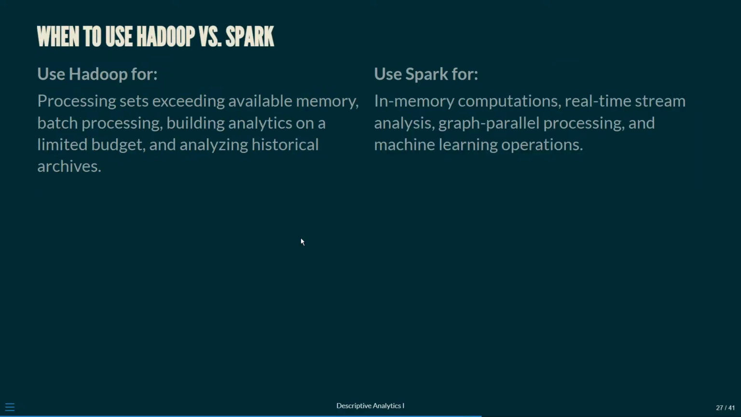So when do you use Hadoop versus Spark? We use Hadoop to process sets exceeding available memory, especially if your memory is more than 8 gigs, 16 gigs, or 32 gigs, and it is used for batch processing, building analytics on a limited budget, and analyzing historical archives. Whereas we use Spark for in-memory computations, real-time stream analysis, graph parallel processing, and machine learning operations.